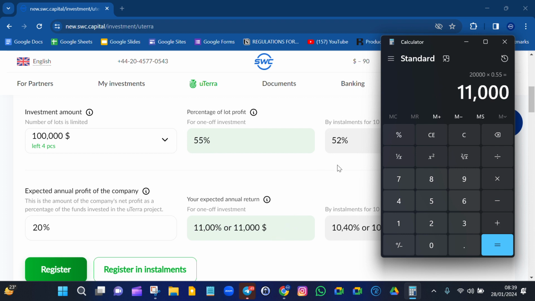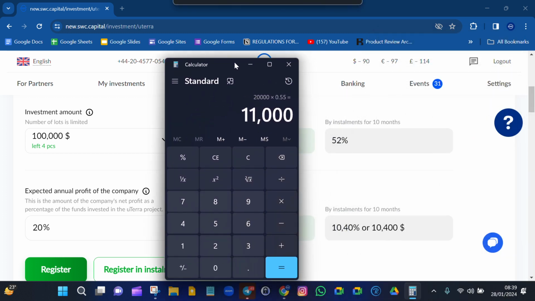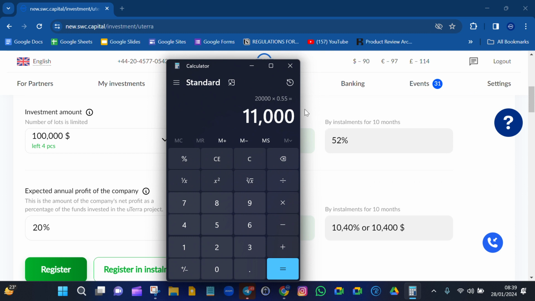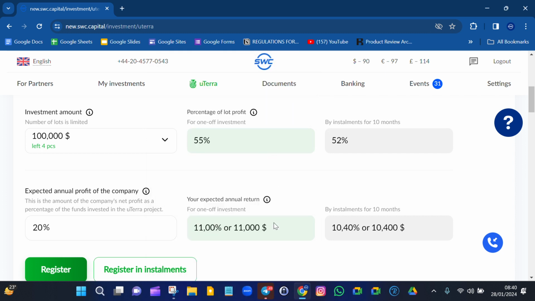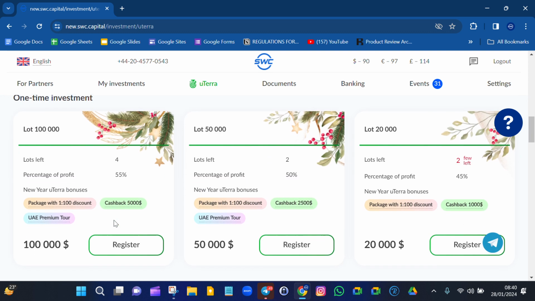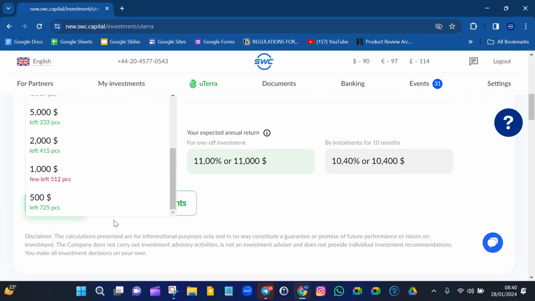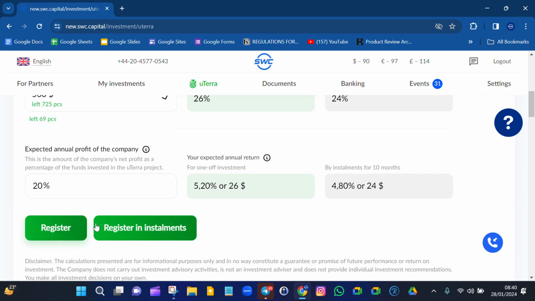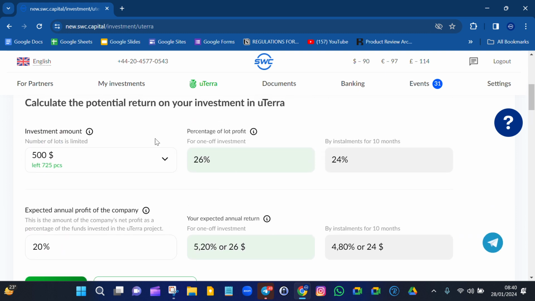But if you had done the installment of 10 months, that's to say you are not getting 55% but 52%. So if you multiply $20,000 times 52%, you will see that your returns will be different, and that will give you $10,400. Now I'm going to do the lower packages, and you can see that the lower packages have lower percentage returns.